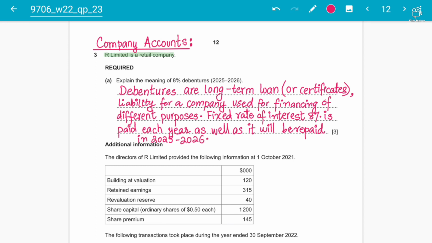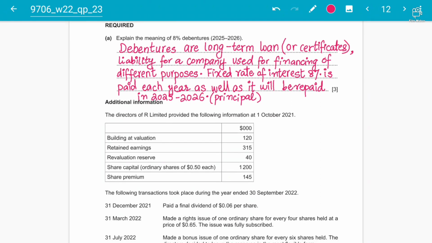So this is the perfect answer for 3 marks, and you will get all 3 marks if you mention that on debentures you have to pay a fixed rate of interest, that is 8% according to the question. Similarly, the principal amount will be repaid in the years 2025 and 2026. And you write down the definition that debentures are long-term loan certificates. We'll start with the next part.